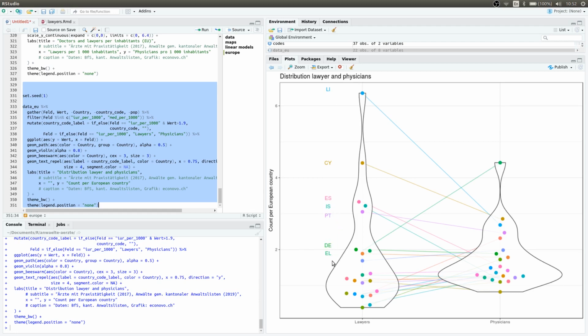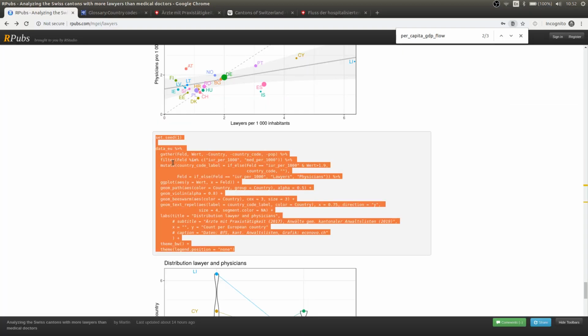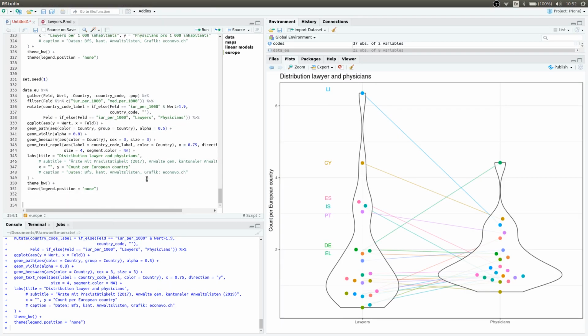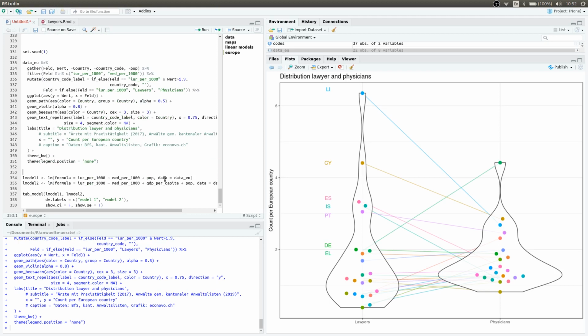We have Greece with a lot of physicians. Also not 100% sure about the reason for this. One reason I could think of is that there is weaker public hospital care, so a lot of individual physicians are counted in Greece. But anyway, we will do a linear model as such, also taking into account the population and the GDP per capita.